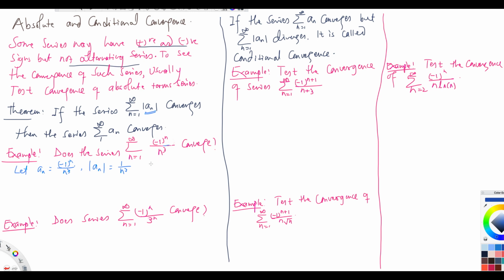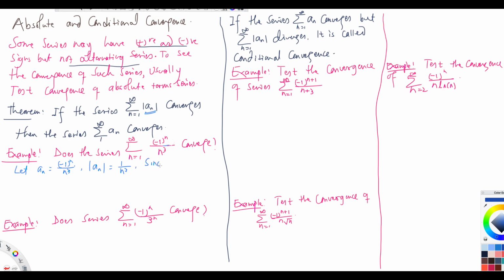What I'm saying is I want to check the convergence of this series. So what I'm trying to do is check the convergence of the absolute values, which is definitely bigger than the given series. And if the absolute value series converges, then the regular series converges, right? So I'm taking a n equals negative 1 to the n over n cubed. So the absolute value will be 1 over n cubed.